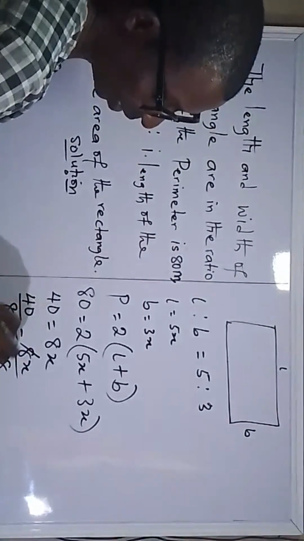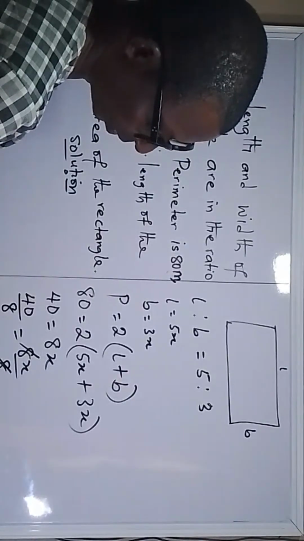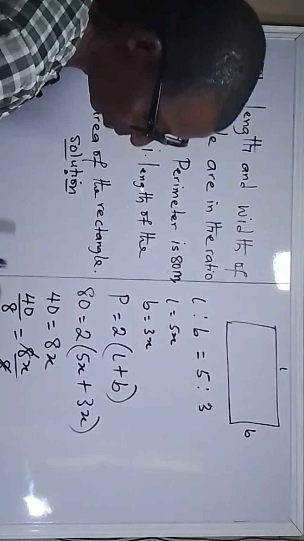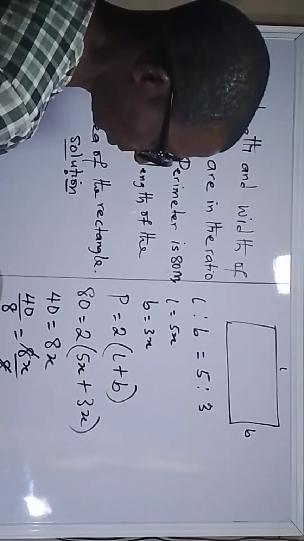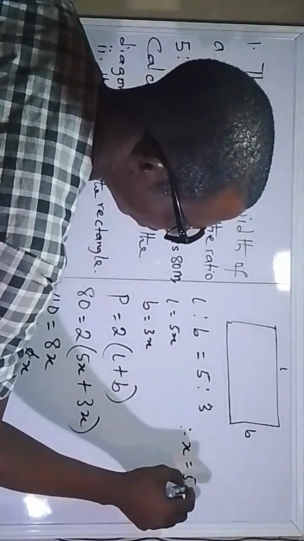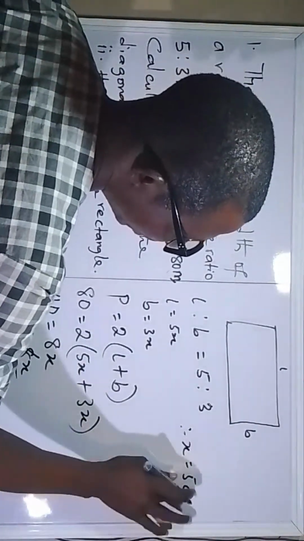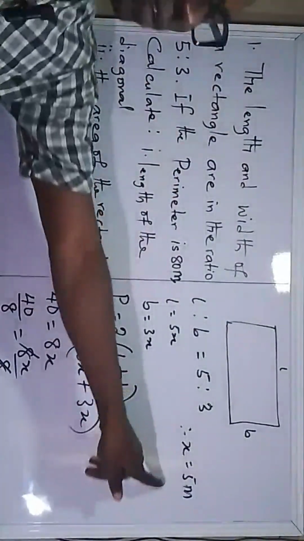So this will cancel this. So what we have at this side is x, and 8 goes in 40, that's 5. So that means x equals 5 meters. That's 5 meters. So that's the value of x.